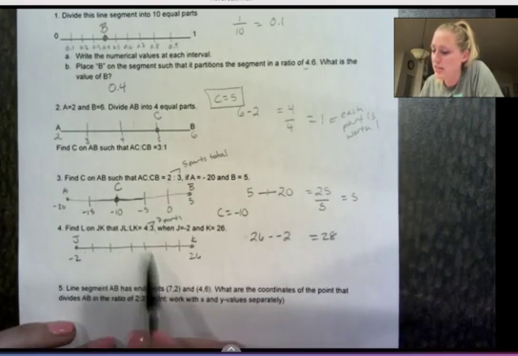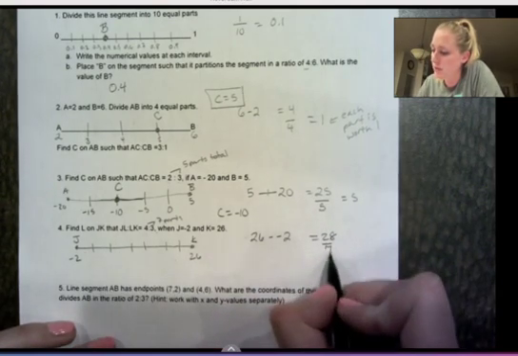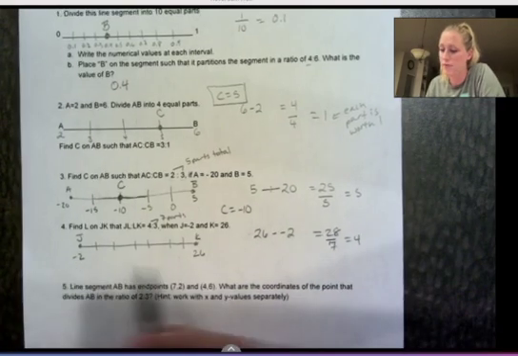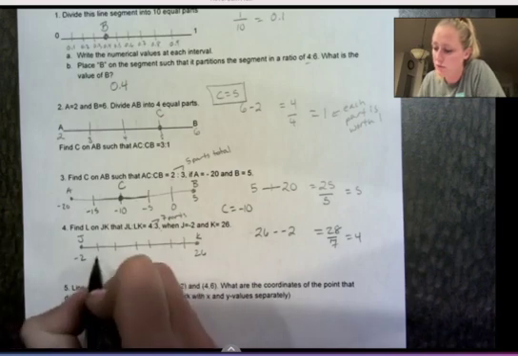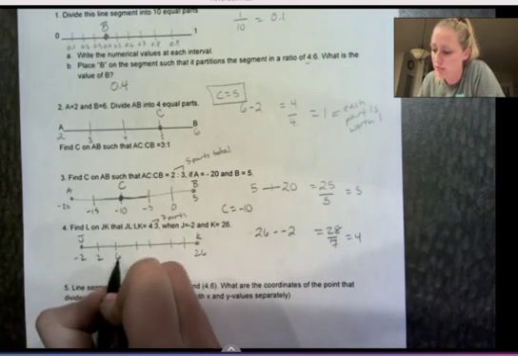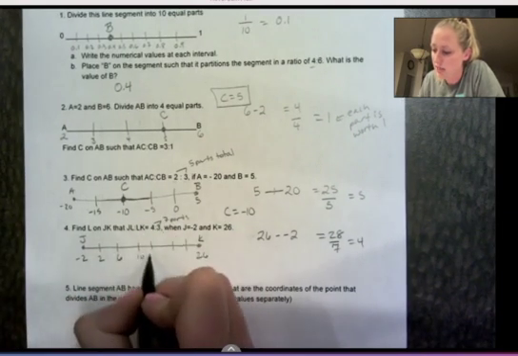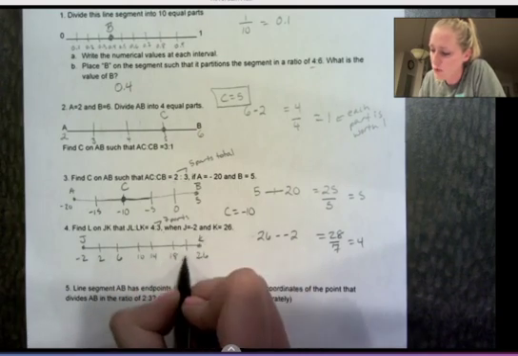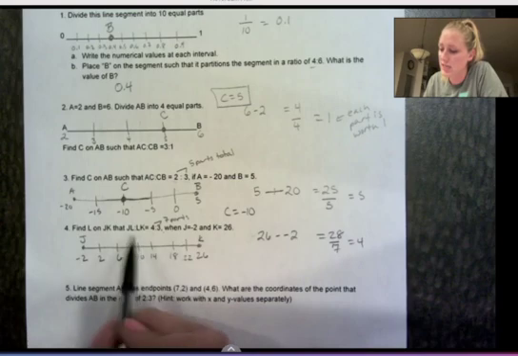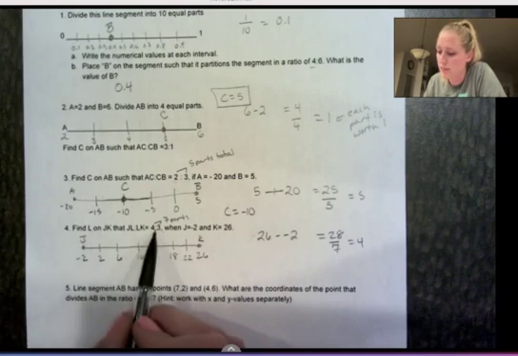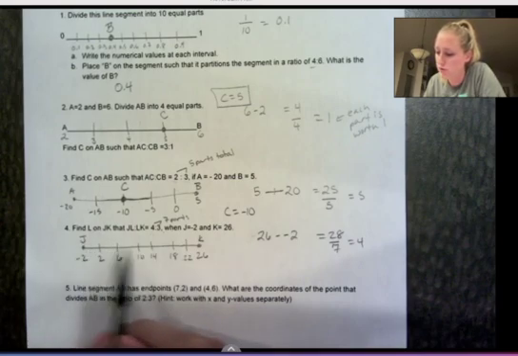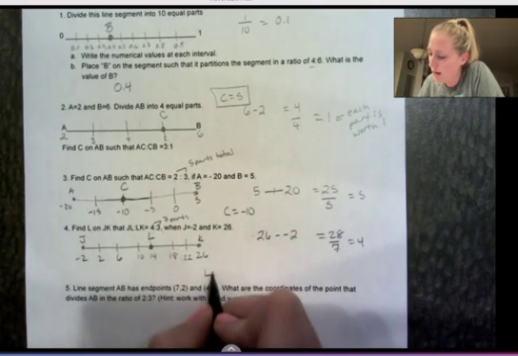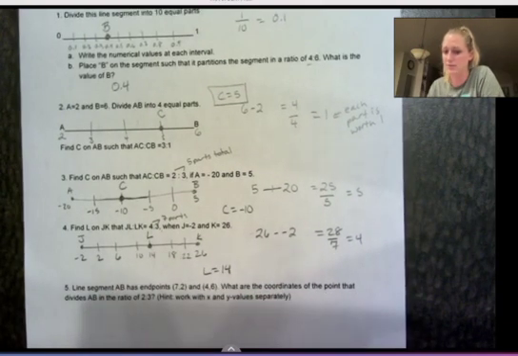We're separating it into 7 equal parts, so dividing by 7 gives us each part is equal to 4. So we're going to go up by 4 each time. Negative 2 plus 4 is 2, plus 4 is 6, plus 4 is 10, plus 4 is 14, 18, 22, 26. L, separating it into 4 to 3. So 1, 2, 3, 4. That's where L needs to be. So L is at 14.